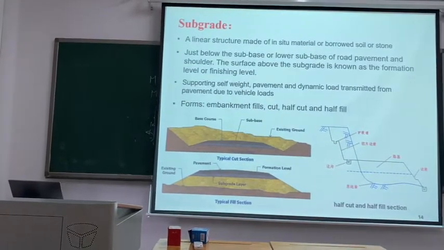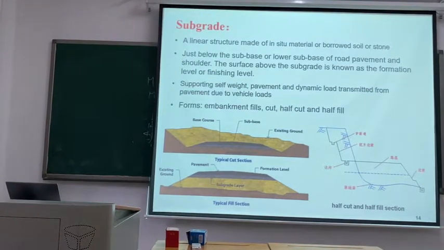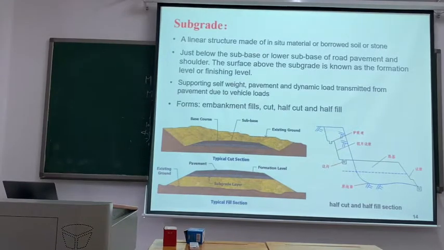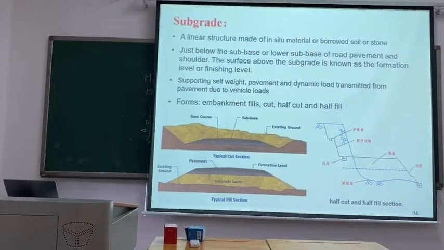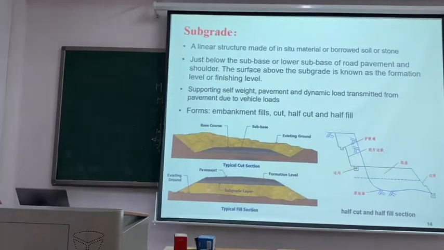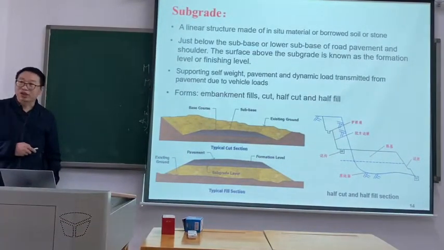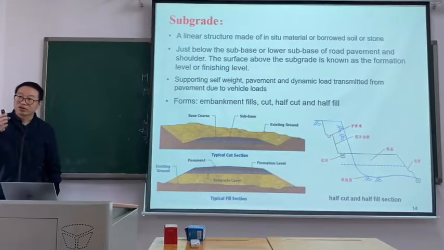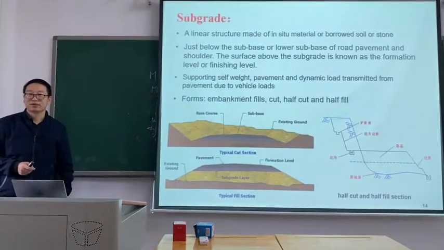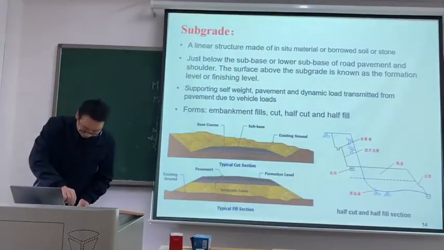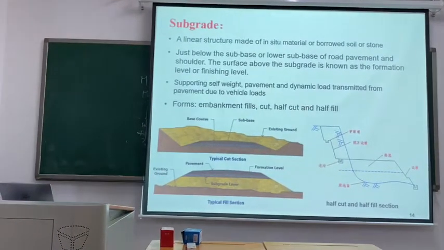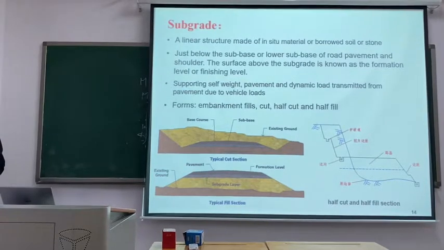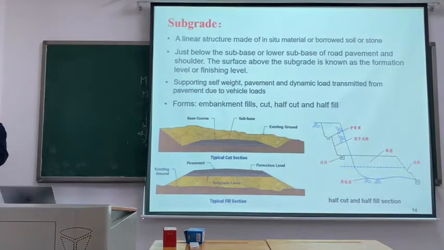What does this mean? Embankment. It is from the bank, like the banks of the river. The cross section. Cross sections. A half cut and a half fill, which is called 半田半弯. The half was cut and half was filled.